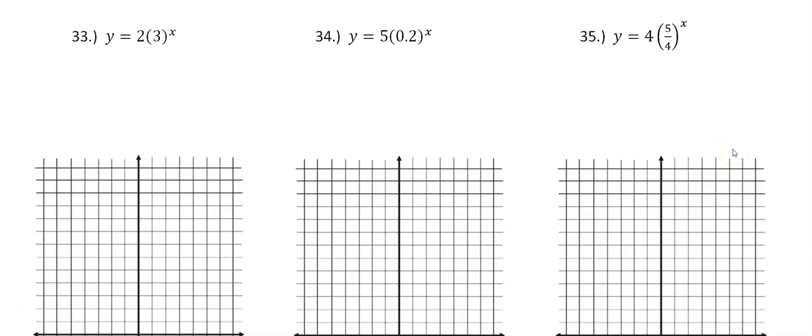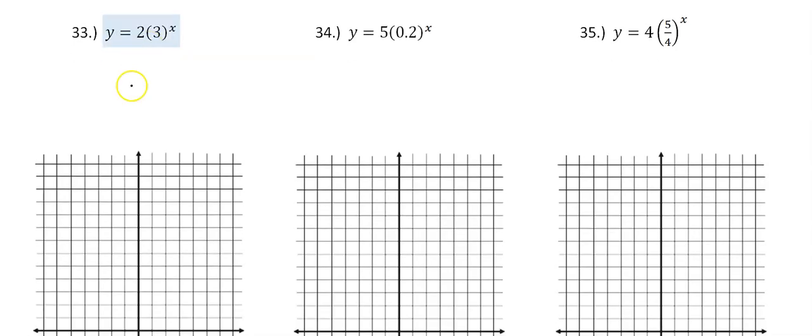All right, for these guys, it says to graph. And once again, remember the a value is like our y-intercept. So like right here, the y-intercept is the 2. And remember the b is what we're multiplying by, okay? So this is what we multiply by. So in this one, we've got a y-intercept of 2, which is right here. And then we're multiplying by 3 each time.